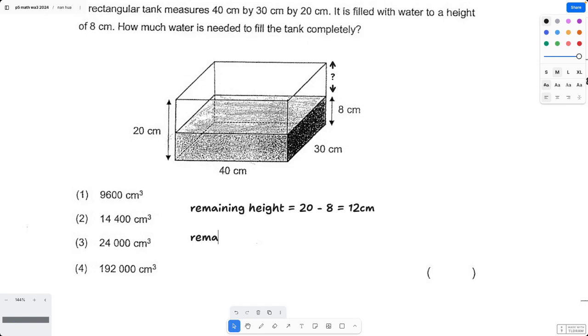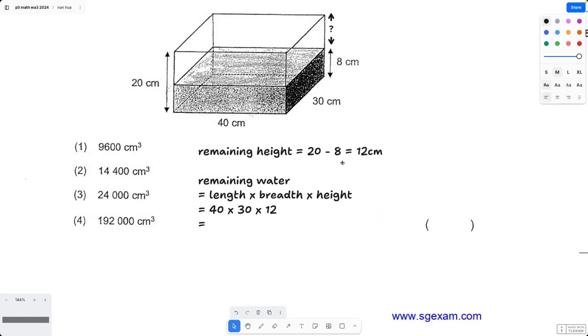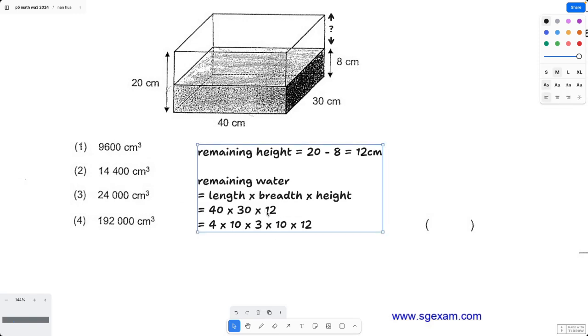From there, remaining water will be length times breadth times height. So in this case, what's the length? It will be 40. What's the breadth? It is 30. And what's the height that we want? Which is 12. So in a way, we can have 4 times 10 times 3 times 10 times 12, right? Because 40 over here is 4 times 10, 30 over here is 3 times 10, and then we have 12 over here.